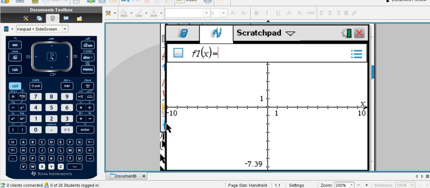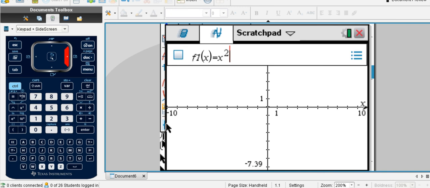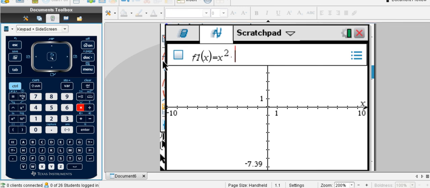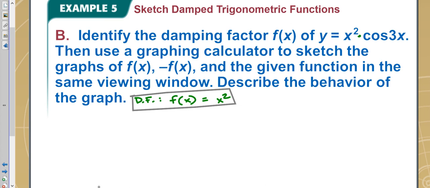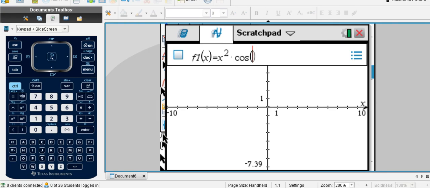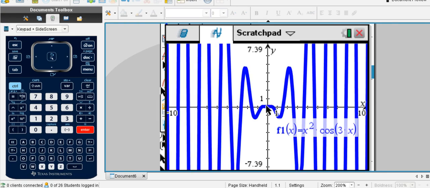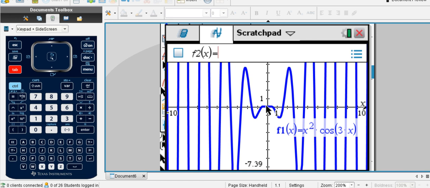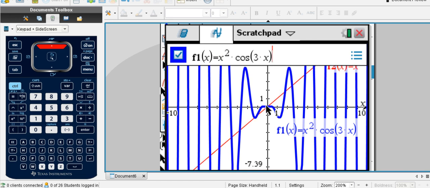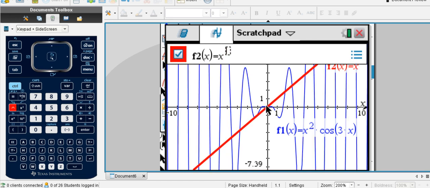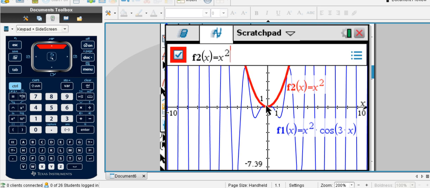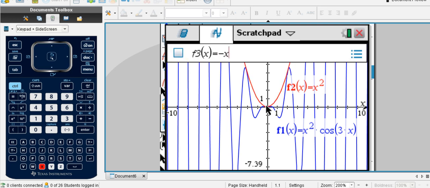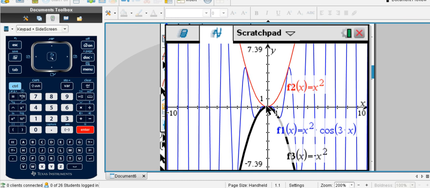And the graph was x squared times, I think it was cosine of 3x or something like that. Let me go back. Yep, cosine of 3x. Okay, there's the graph. And we're saying there's a damping factor. This time it's x squared. And we do the negative of it, which is negative x squared.